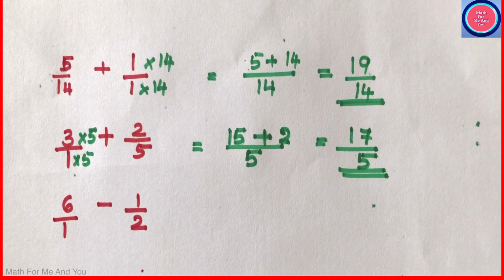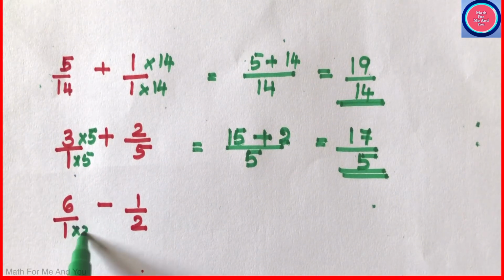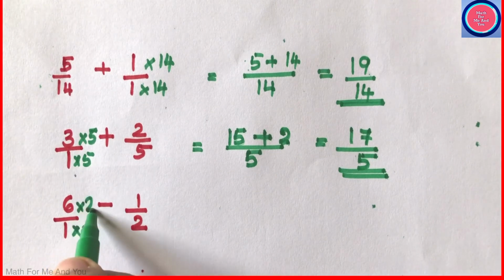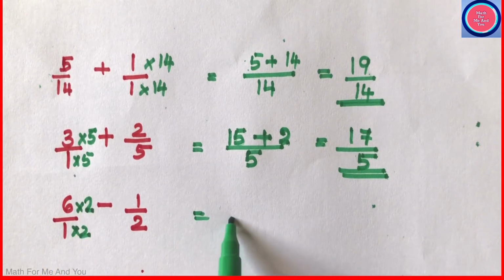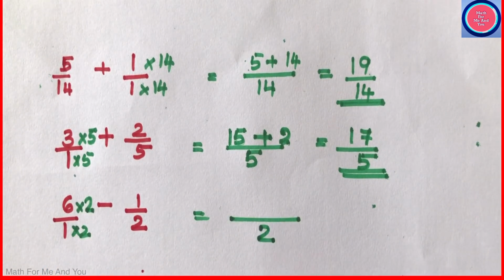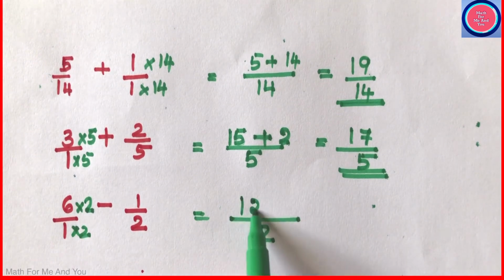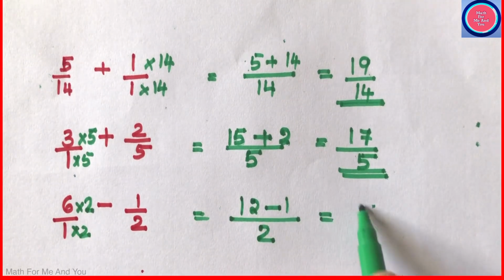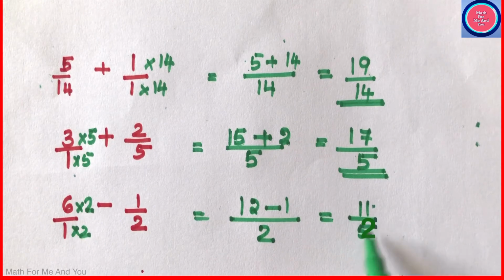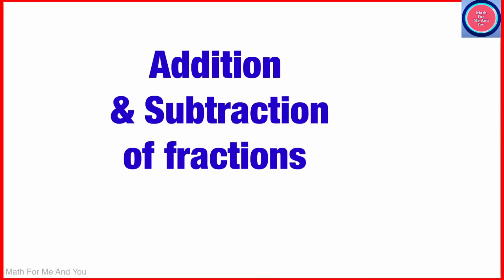Yes, we write 6 with 1 denominator and then 1 we change to 2. How? Multiply with the 2 and then multiply the numerator also with the 2. We get the common denominator 2 and then the numerator 6 times 2, 12 minus 1. It is 11. 11 over 2. See, here we have practiced addition, subtraction, addition and subtraction together with fractions and whole numbers.